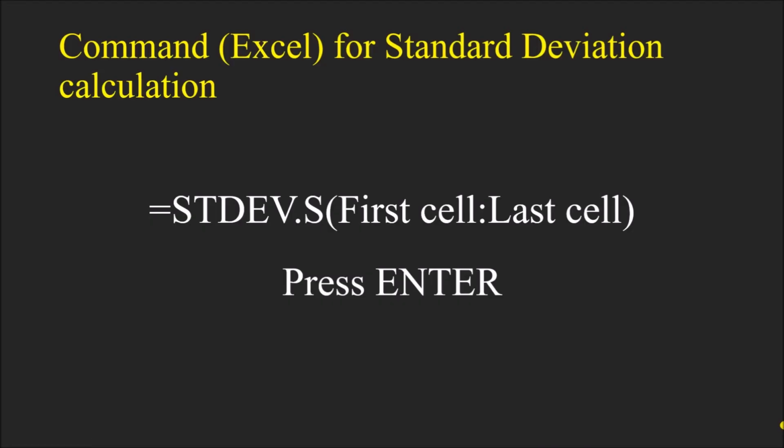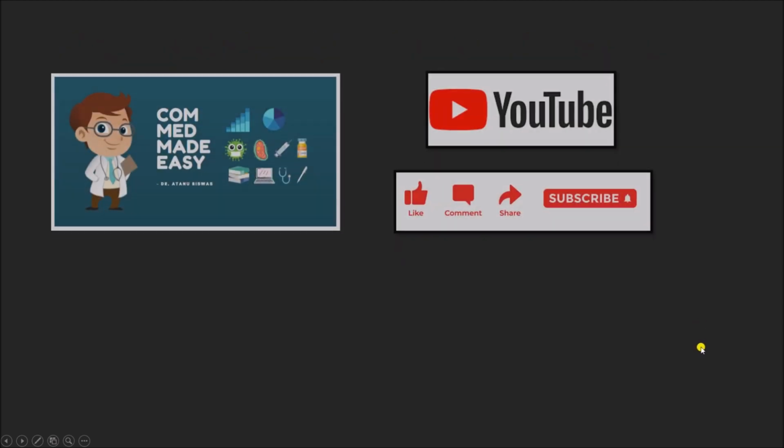So let us summarize here. To find the standard deviation of a given data set using Microsoft Excel, we need to type the command, and the command is, we start with the equal sign, then we type STDEV dot S, that means standard deviation for a sample, start the first bracket, we give the name of the first cell, colon sign, give the name of the last cell, bracket ends, and then we press the enter button. That should give us the standard deviation. With this, we conclude today's session.